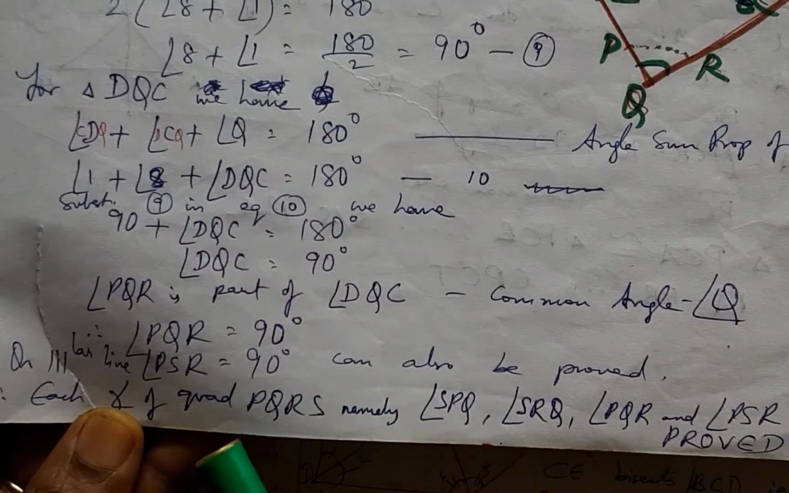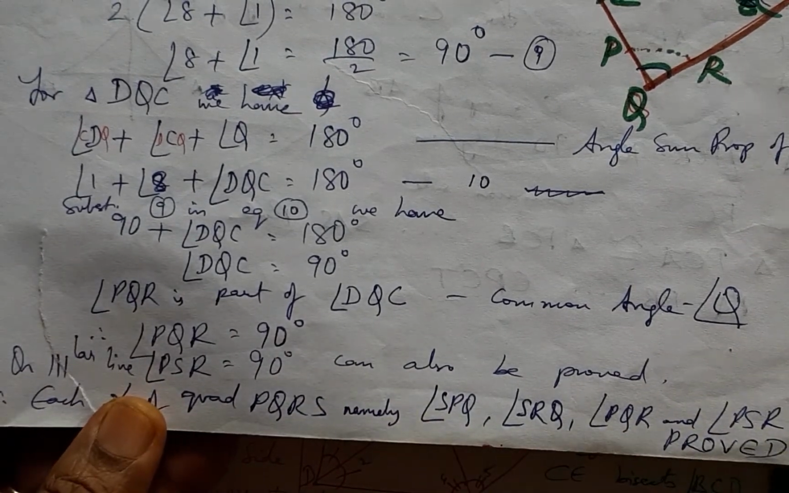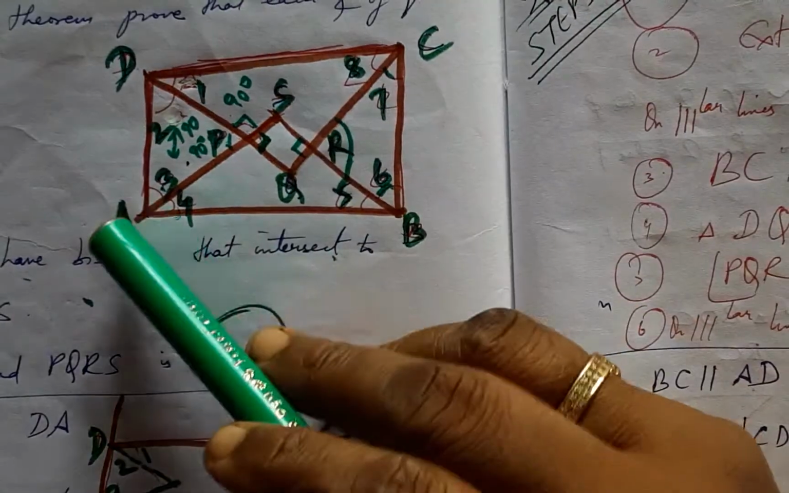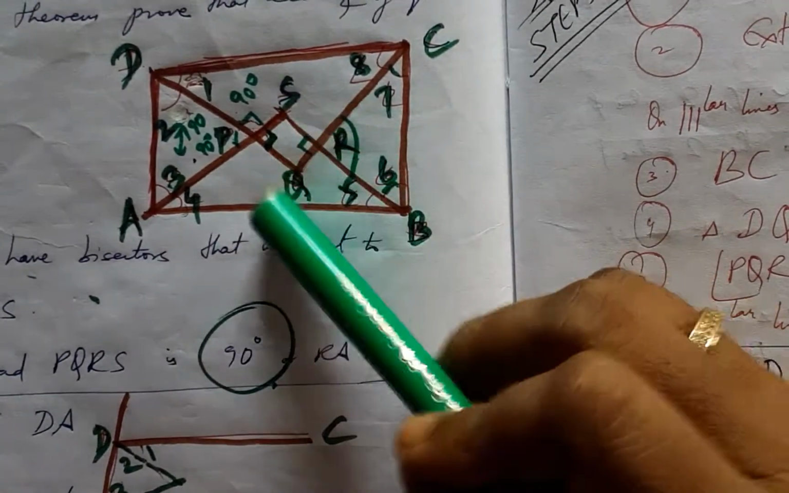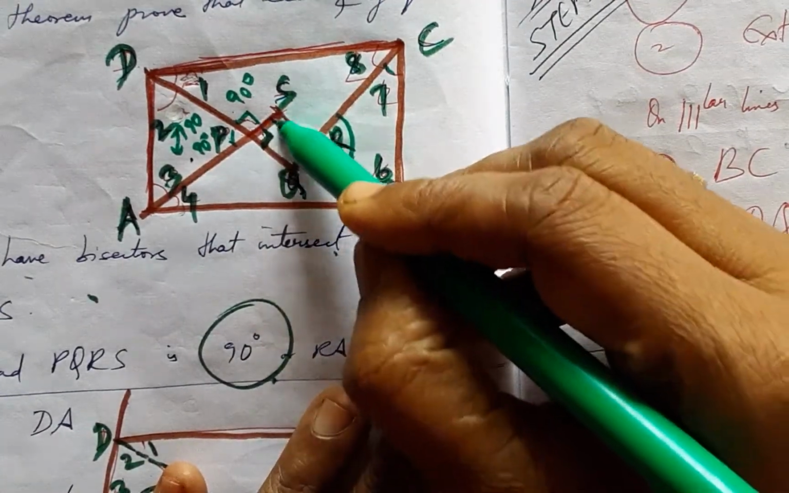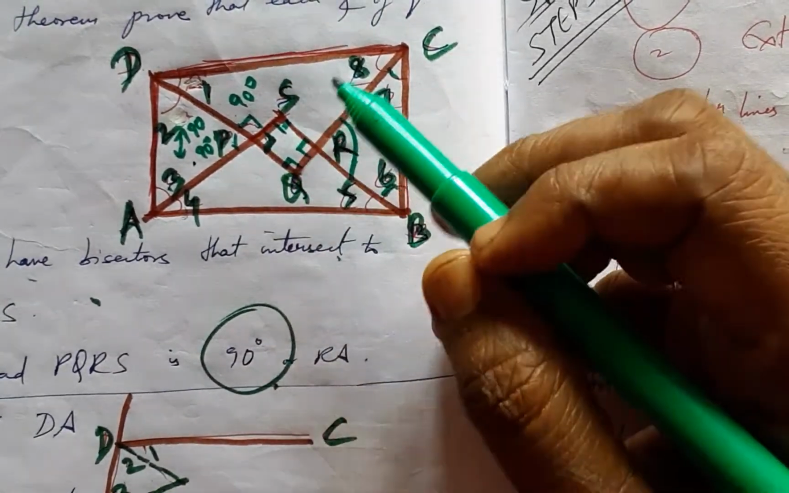Each angle of the quadrilateral PQRS has been proved to be a right angle. As I have picked up DQC, I need to pick up ASB to do the needful for arriving at angle S to be 90. Just now Q has been proved to be 90. That is it.